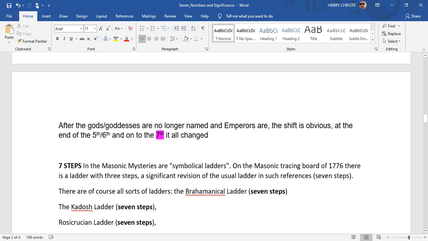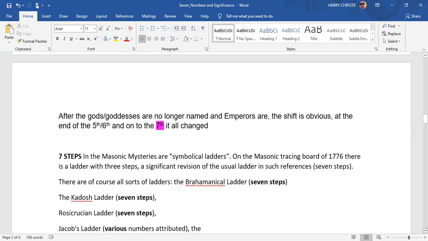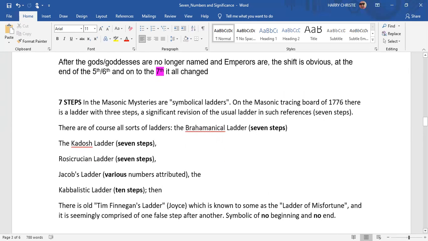So a lot of the mystery schools always use like Jacob's ladder, all kinds of ladder systems. So on the Masonic tracing board in 1776, there's a ladder with 3 steps, and a significant revision of this usual ladder in such references. In many cases, they put 7 steps. There's of course all sorts of ladders. In the Brahmanical ladder, there are 7 steps. In the Kadash ladder, there are 7 steps. The Rosicrucian ladder, there are also 7 steps. We go to Jacob's ladder, which I already mentioned, and there's a lot of various numbers attributed to that one, but they do sometimes show 7.